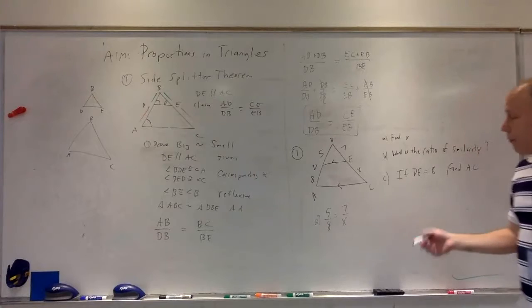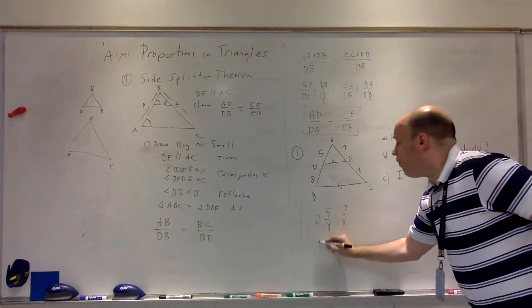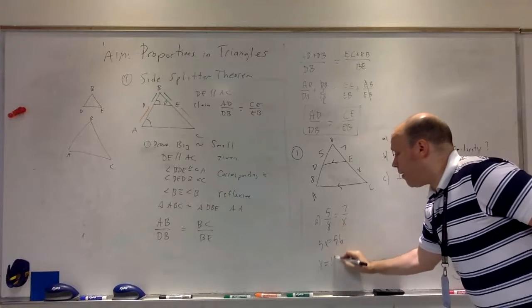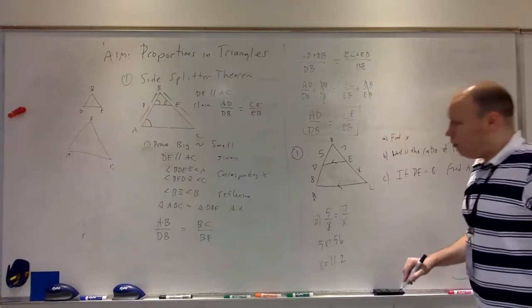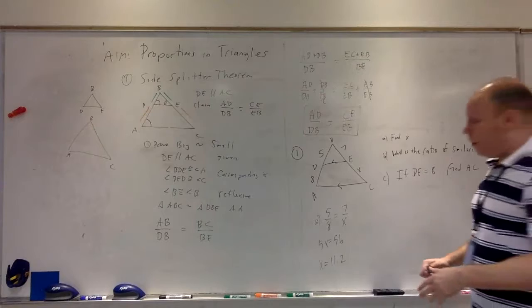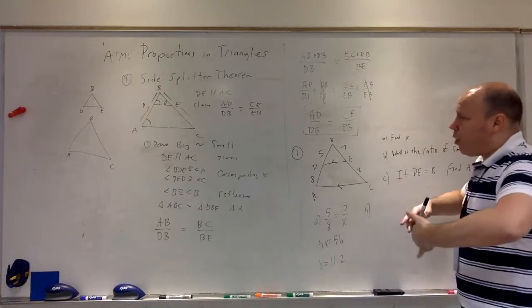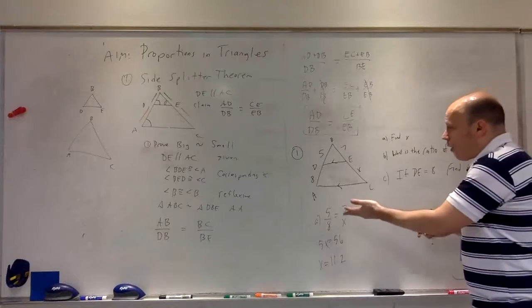Now, you cross multiply, 5x equals 56, x equals 11.2. You have your calculator, you can do long division. Part B is for the ratio of similarity. What is the ratio? Well, it's very straightforward.